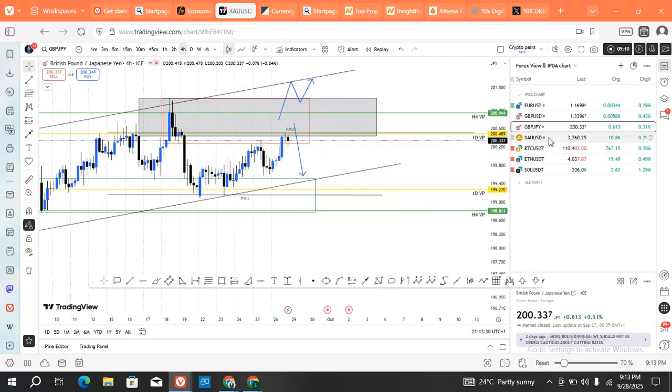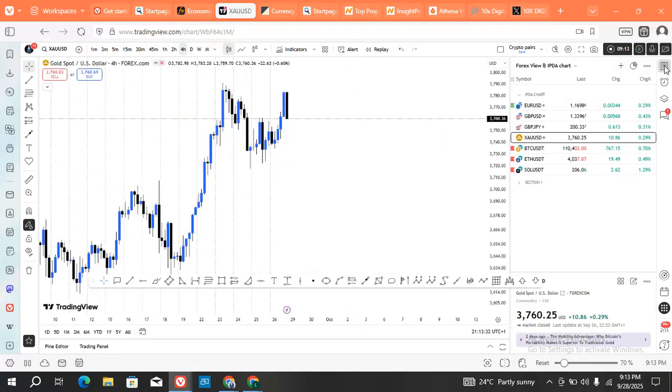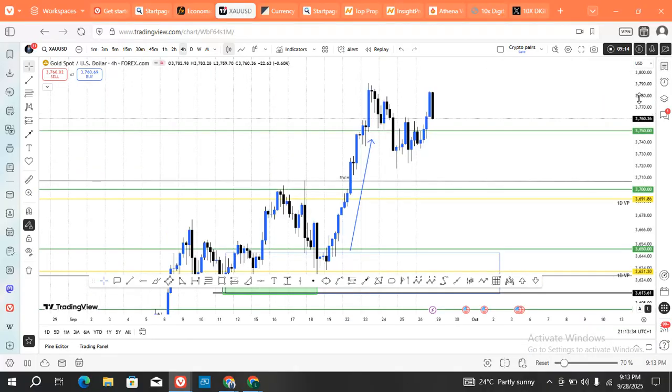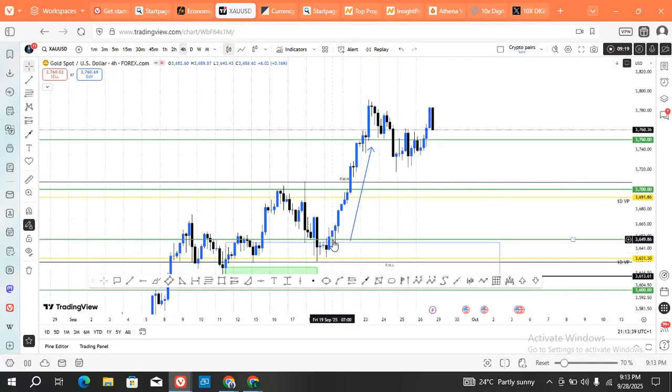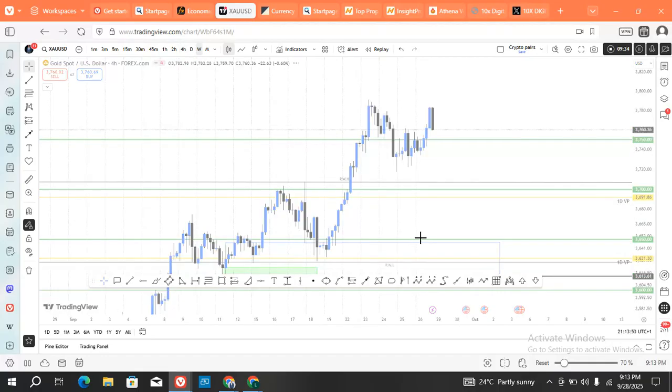Then the next is gold, XAUUSD. This was our forecast for XAUUSD to buy, and it kept buying all throughout last week. If on Monday morning you just placed your buy entry and held the trade, you would be in profit all throughout the week. So that was a good setup. Let's head to the weekly time frame to update this particular chart right now.